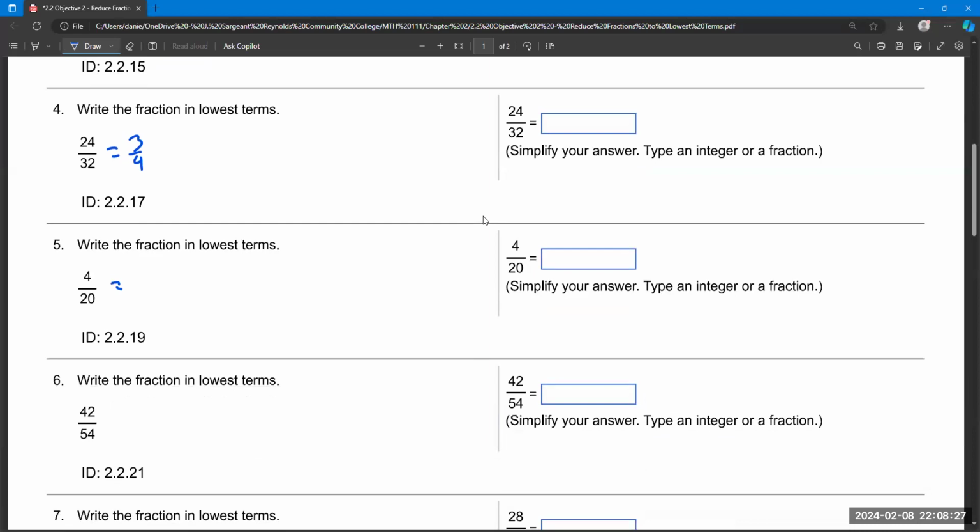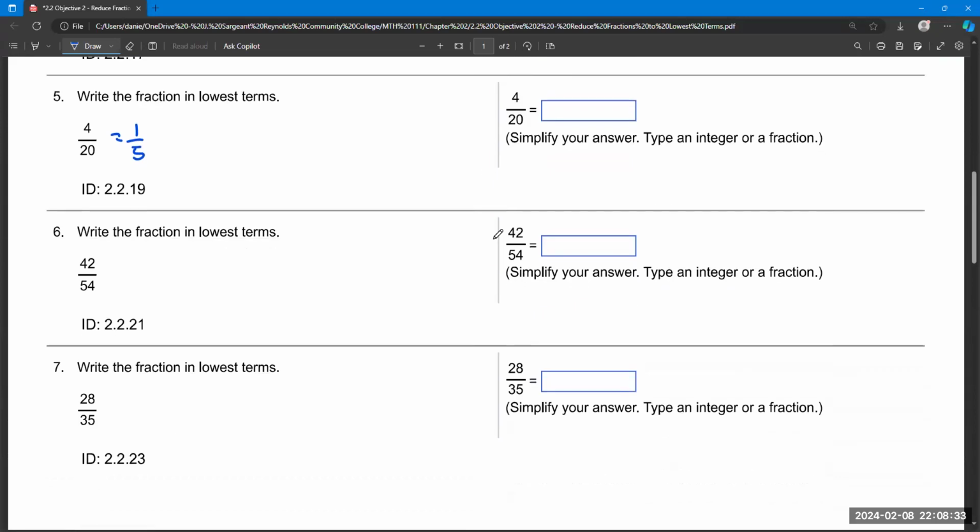4 divided by 4 is 1. 20 divided by 4 is 5. So 42 and 54. That's kind of hard to see right away, so let's just divide by 2, and that's 21. And then 27, and both are divisible by 3. 3 goes into 21 7 times, and 3 goes into 27 9 times. So that was 6 times 7 is 42, and 6 times 9 is 54. We got to the answer of 7/9 there.